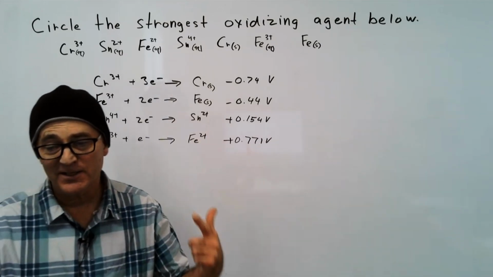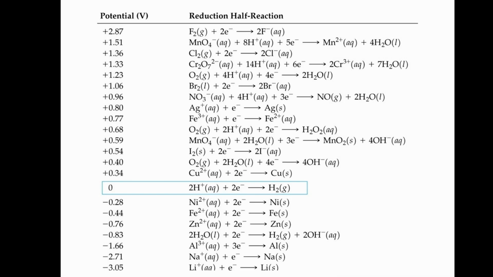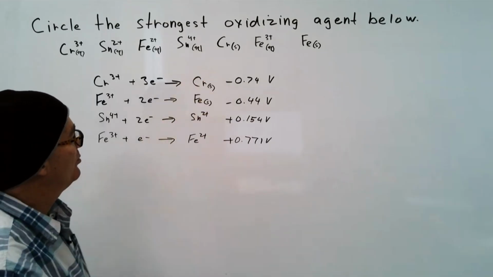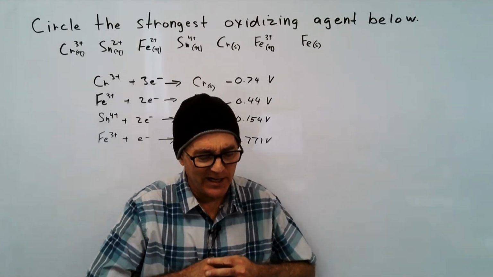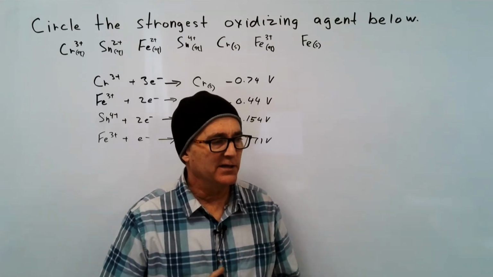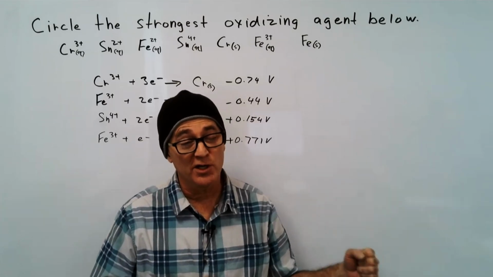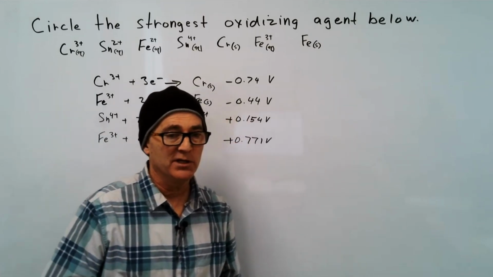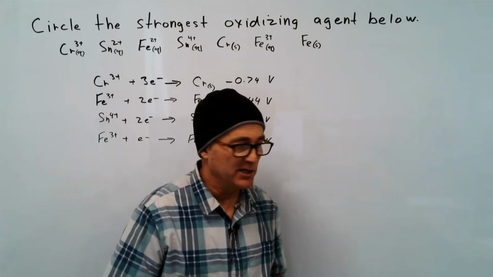And in fact, this is upside down from what we saw in the lecture. There we have the most positive, most negative, and what I have written on the board right now is the most negative, most positive. So we want to go back to what we learned Friday. The most negative reduction potential, the species that's in its reduced form, that's the strongest reducing agent. The thing with the highest positive reduction potential, when it's in its oxidized form, is the strongest oxidizing agent.